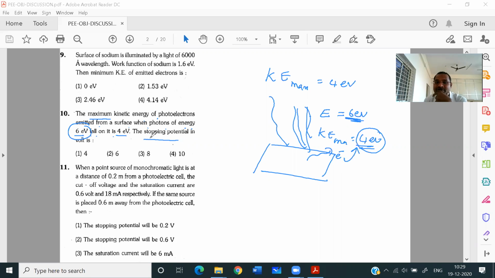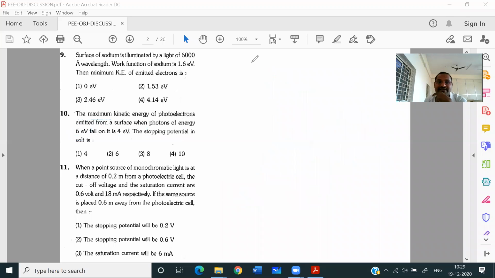Then what is the stopping potential? Do you know stopping potential? Stopping potential is equal to kinetic energy. Do you know? Yes. So that photoelectric effect experiment you need to remember. See, what is a photoelectric effect experiment? The experiment is here.